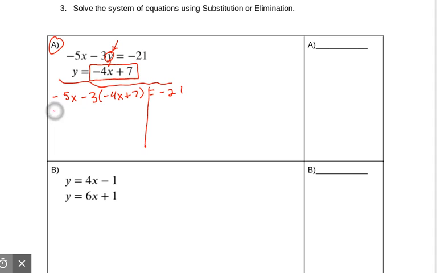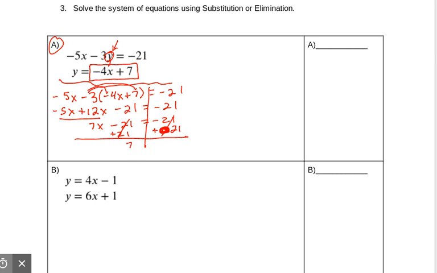So be careful when you distribute. Negative times a negative, that would be positive 12x. Negative times a negative, that would be negative 21. I want to add my x's together, so that's going to be 7x minus 21 equals negative 21. And I just have a two-step equation remaining. Add 21 to both sides. That is 0. And please don't freak out. Okay, we're still good. Divide both sides by 7. And we have our first value, x is 0. So I know I'm going to put 0 in for my x in my answer.